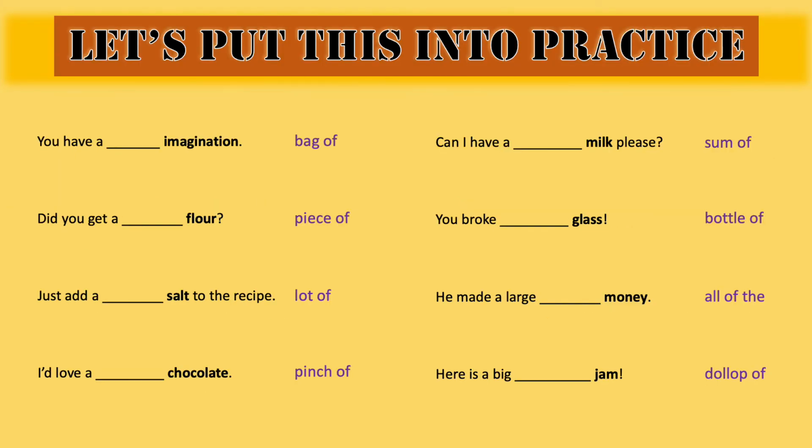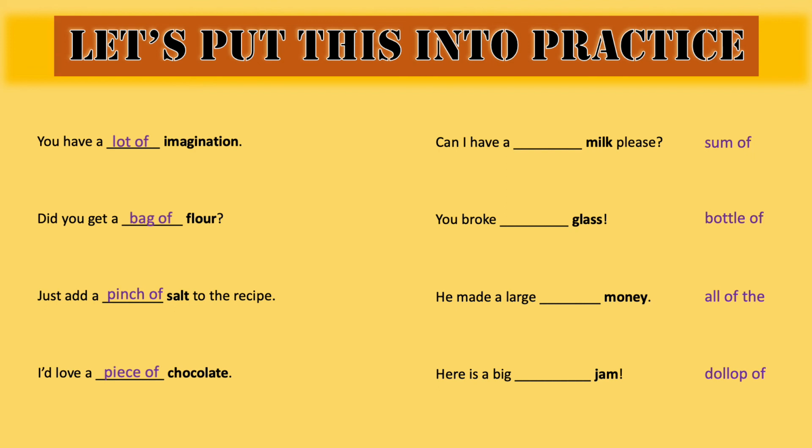Let's put this into practice. Here we have some sentences where we can fill in the blanks. Let's have a try. Can you guess them? You have a imagination. You have a lot of imagination. Did you get a flower? Did you get a bag of flour? Just add a salt to the recipe. Just add a pinch of salt to the recipe. I'd love a chocolate. I'd love a piece of chocolate.